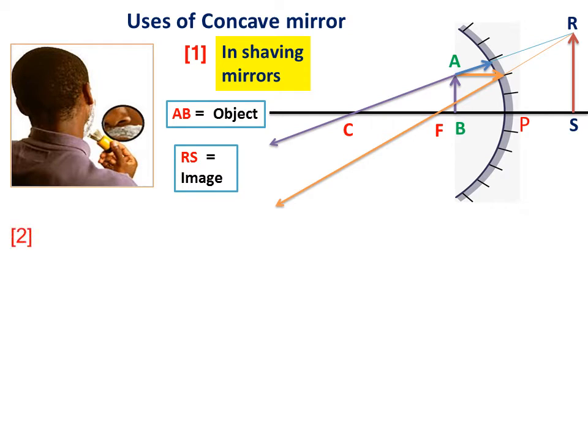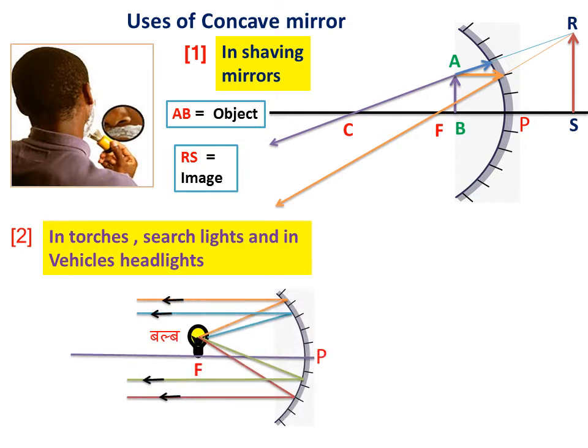Now the second use is in torches, searchlights and in vehicle headlights. So concave mirror is used in torches, searchlights and in vehicle headlights. We know that a ray passes through the principal focus like this. Okay, this is pole, this is focus and this one is our concave mirror. So rays pass through the principal focus like this.